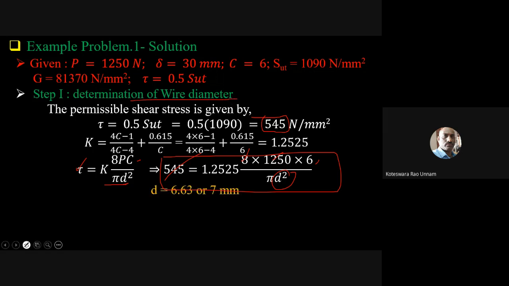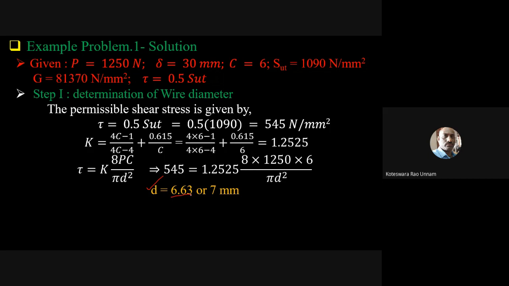If you solve that equation, or simplify those equations, we'll get D as 6.63 mm. Maybe that is rounded up to 7 mm. So we got the first parameter, that is wire diameter.